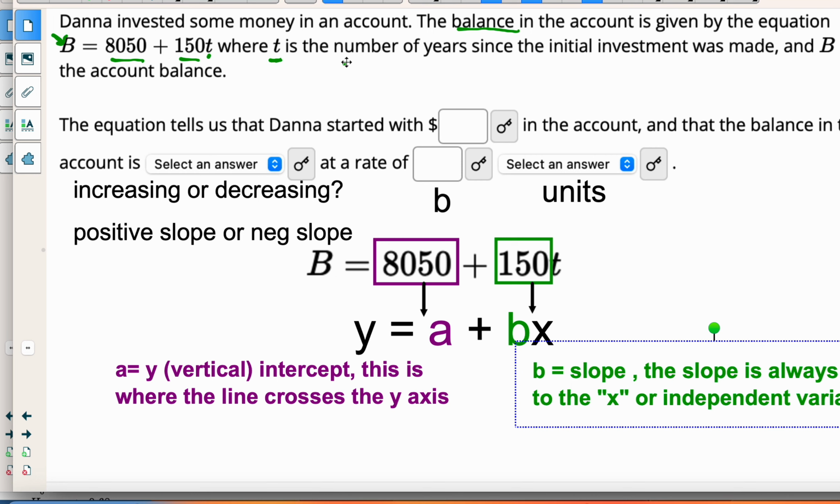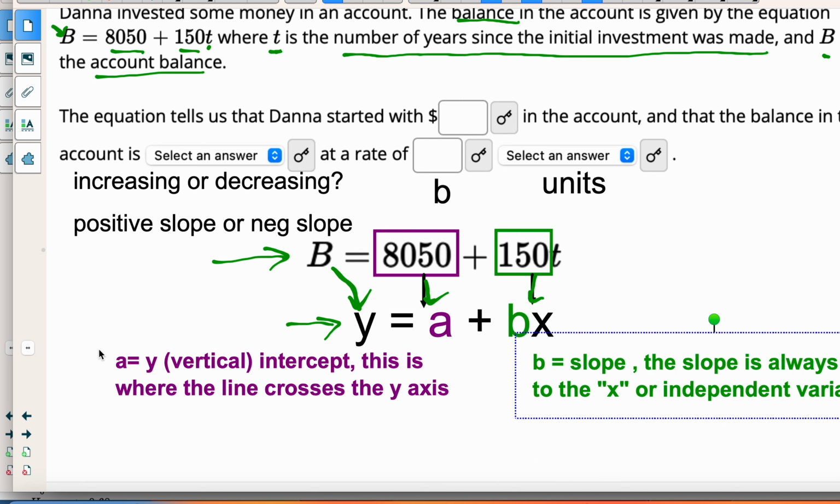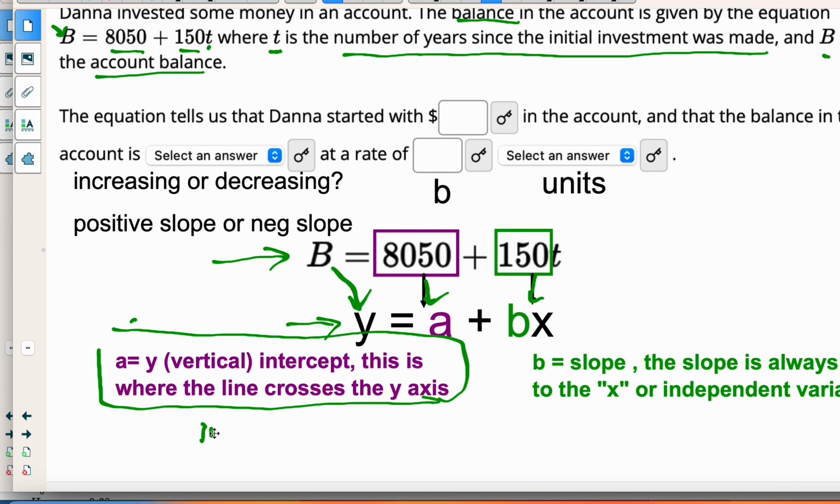T represents how many years since she invested it in the bank. B is the balance of the account. So if I write it down here, B equals 8,050 plus 150T. That is, I can equate it to the standard form, y equals a plus bx. So if I break this down, this 8,050 is my vertical intercept. It's where it crosses the y-axis. Usually this is also the initial value.